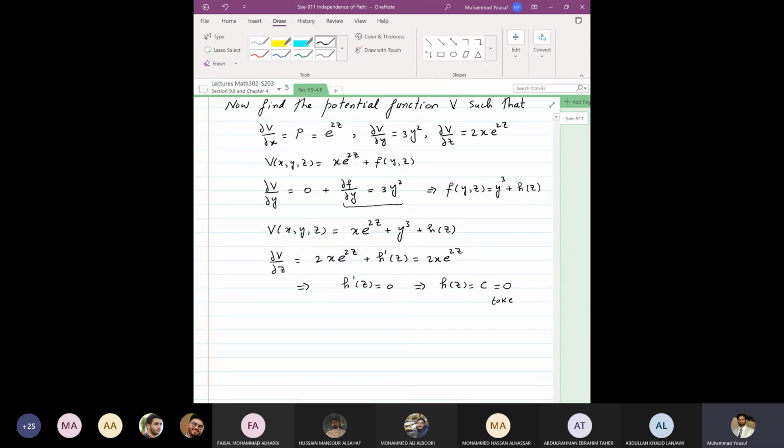Take c equal to 0. You can take c non-zero, but that gives you no benefit, no faida, nothing, because when we apply upper limit minus lower limit, this c will cancel out. So if you want to keep it c, you can keep it as c, but this will not be any benefit.